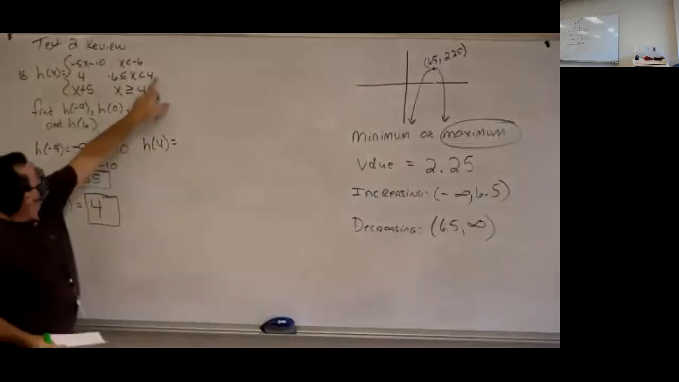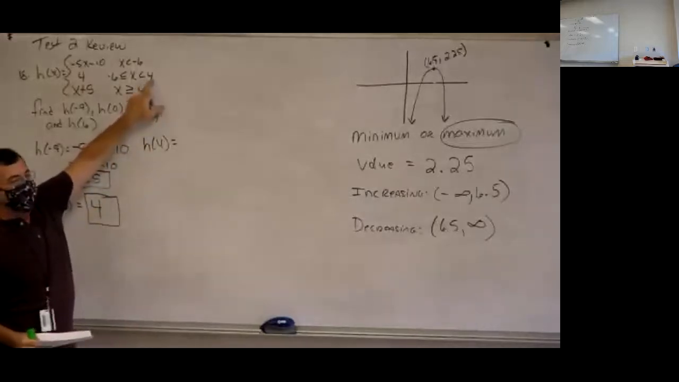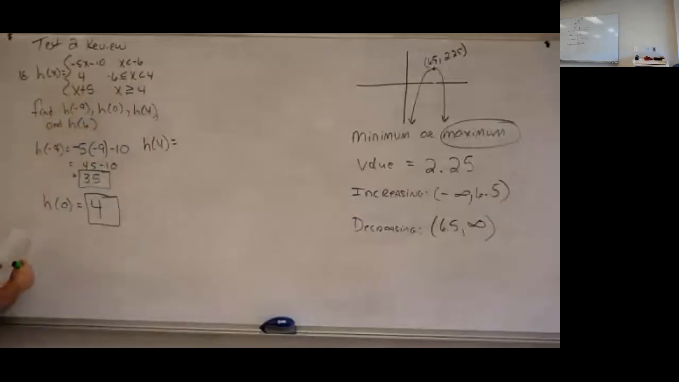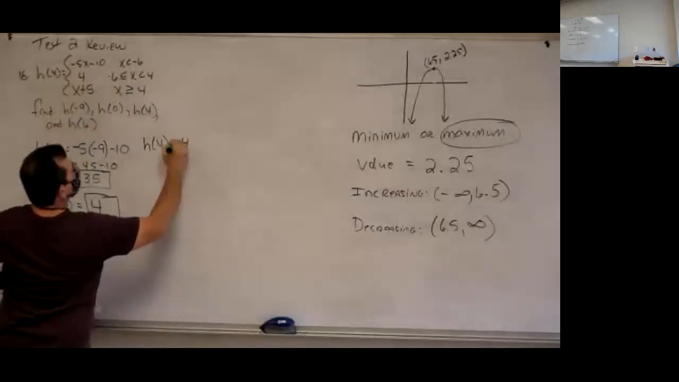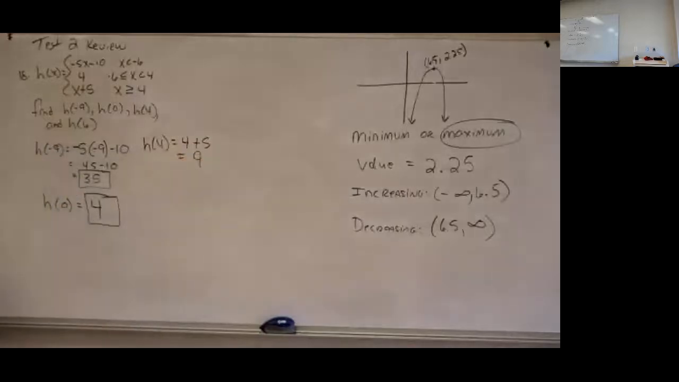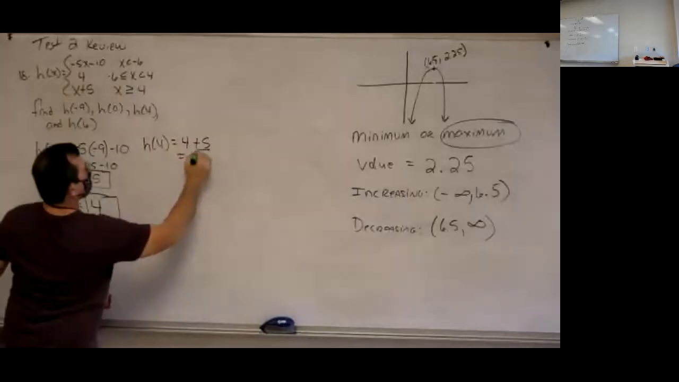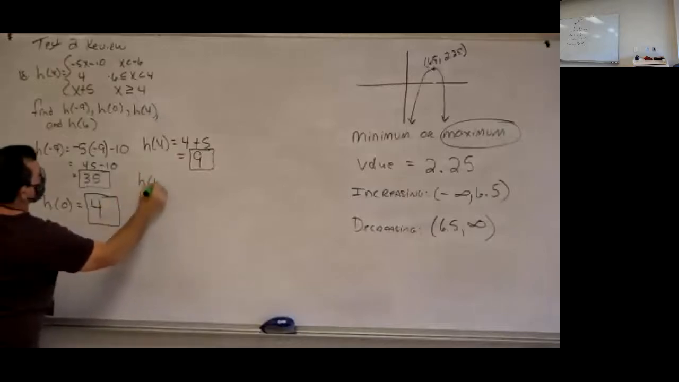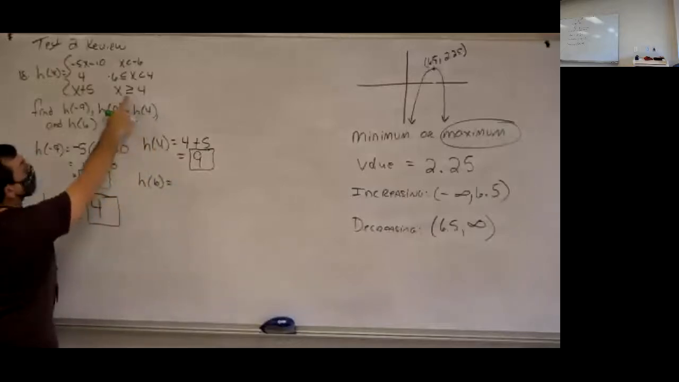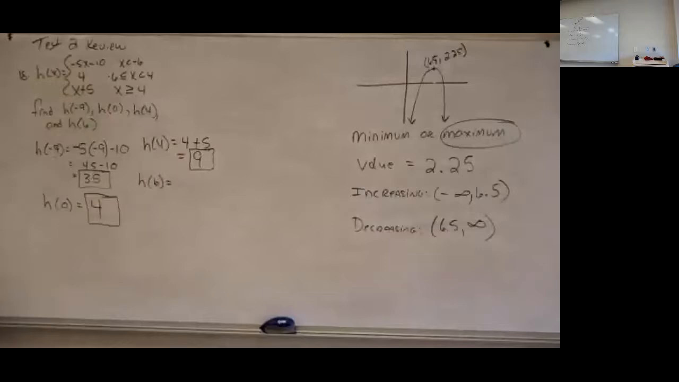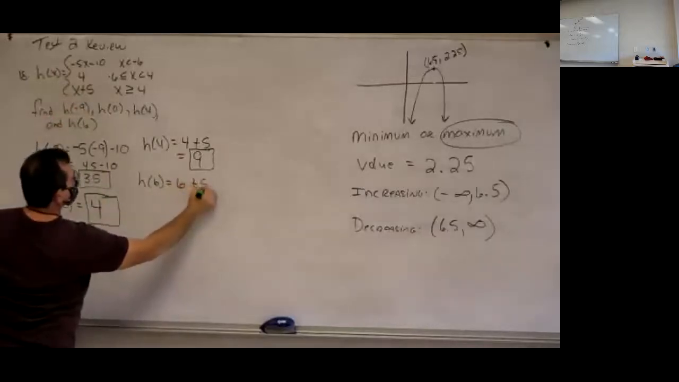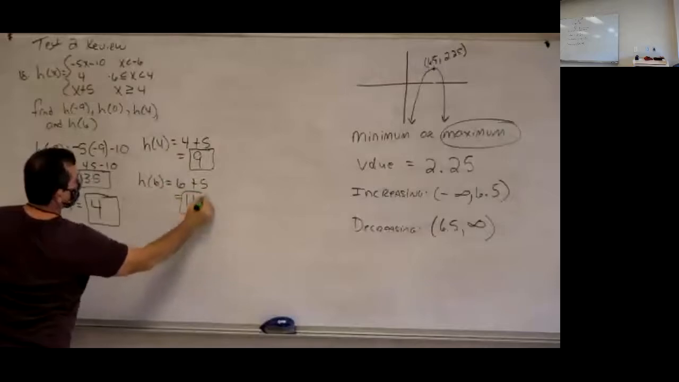So be careful. A lot of people pick this one, but that has less than 4. I need that one with the equals, which means I use the last equation, which is x plus 5. Put a 4 in for the x. So that 4 plus 5 gives me 9 for that one. And then finally, when I have h of 6, well, 6 is also greater than 4. So take that last equation, put a 6 in for the x. So you get 6 plus 5, and that's 11.